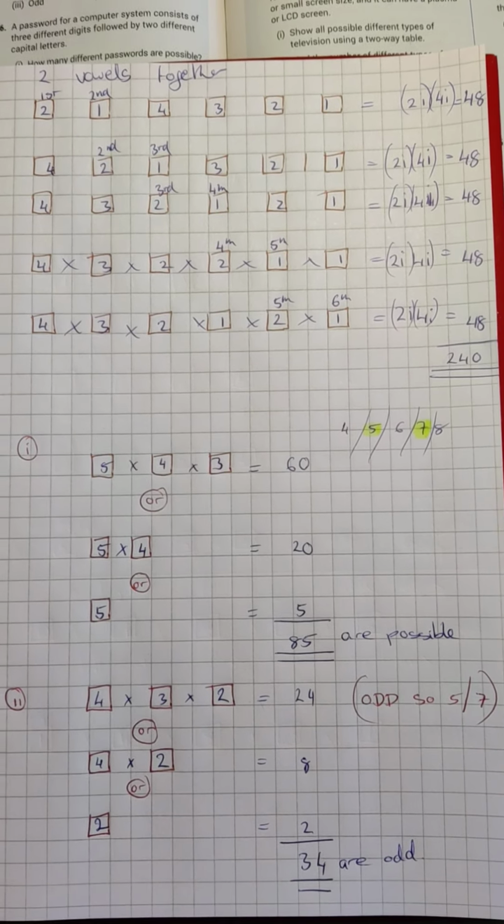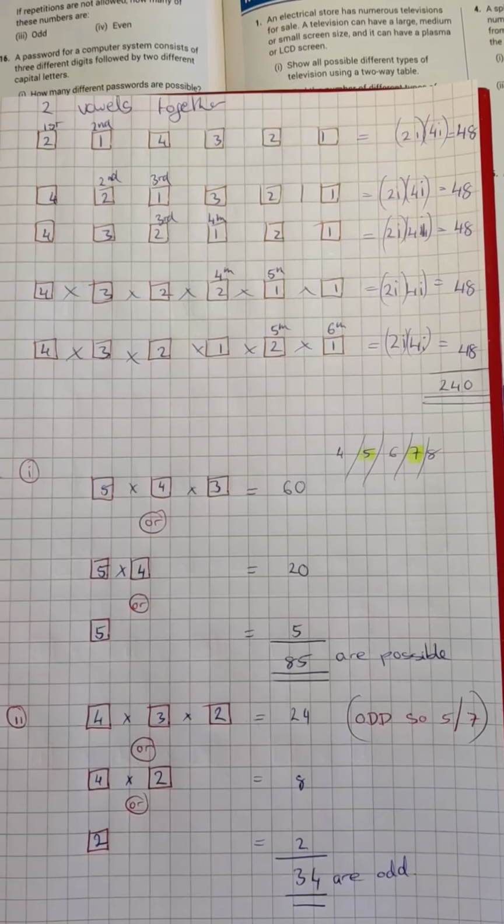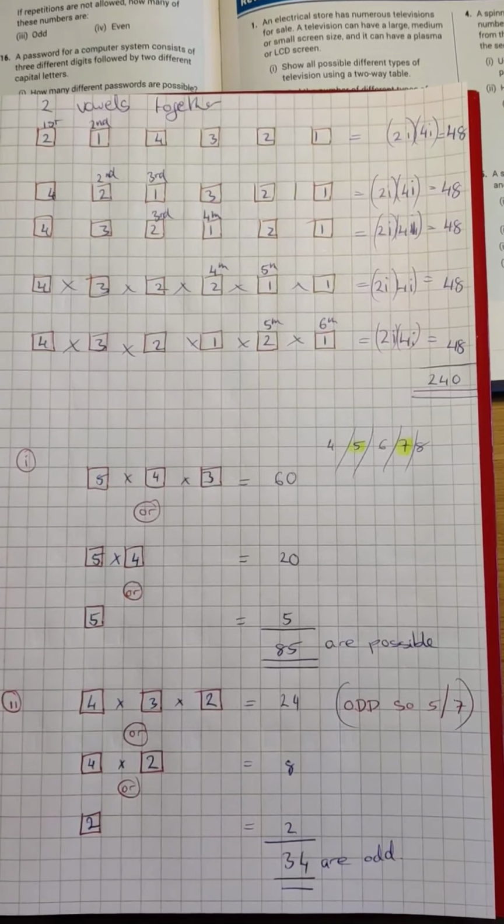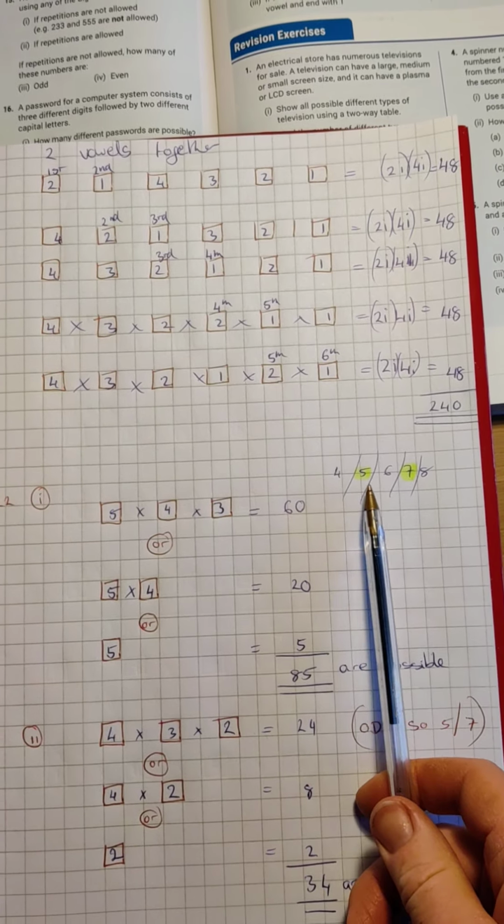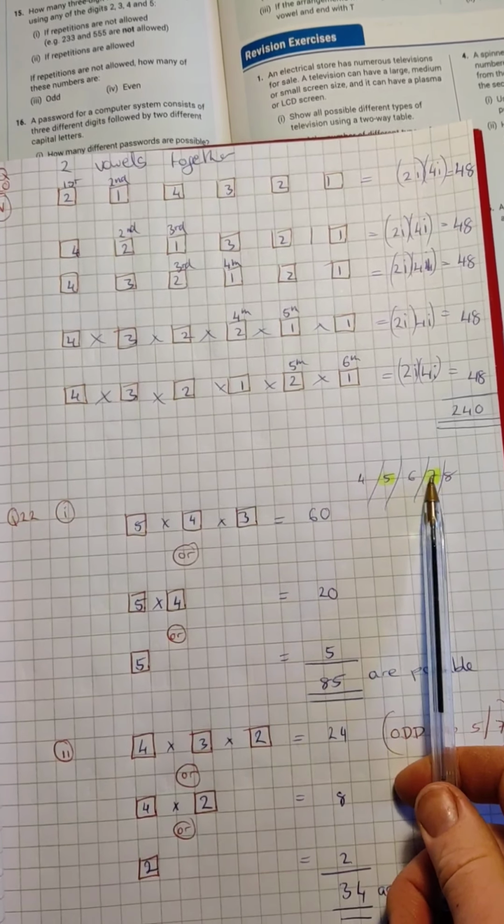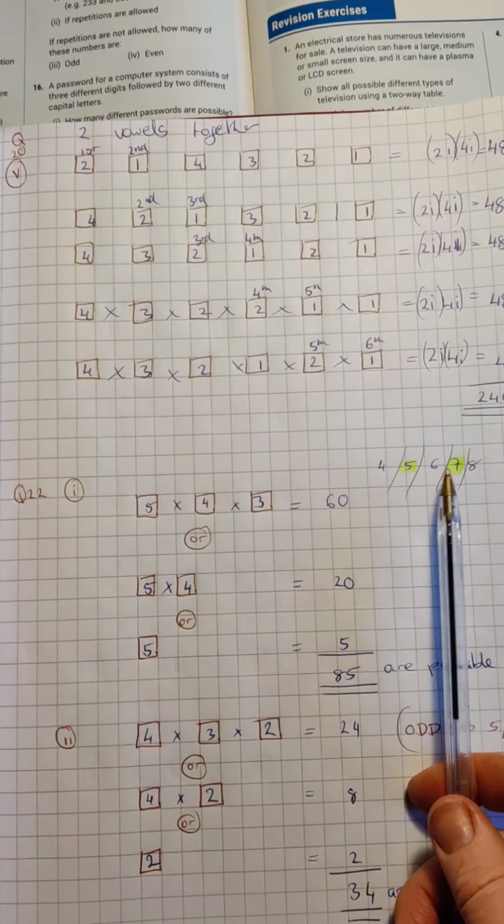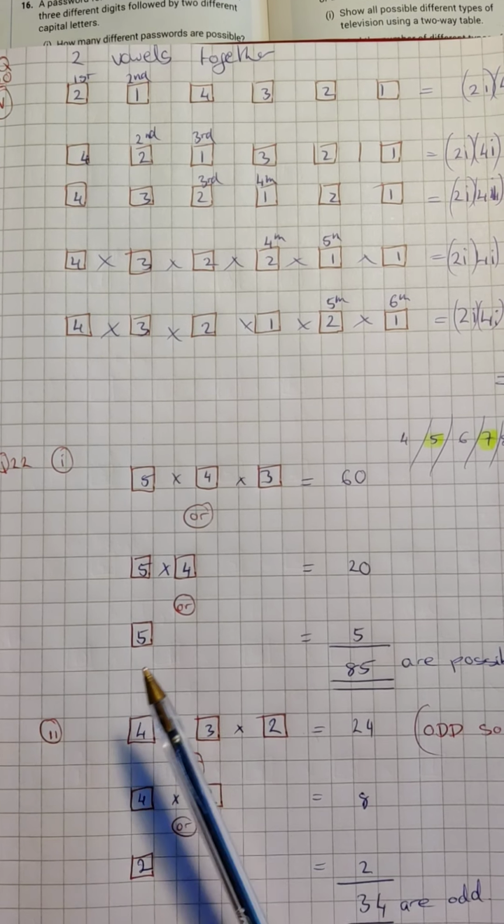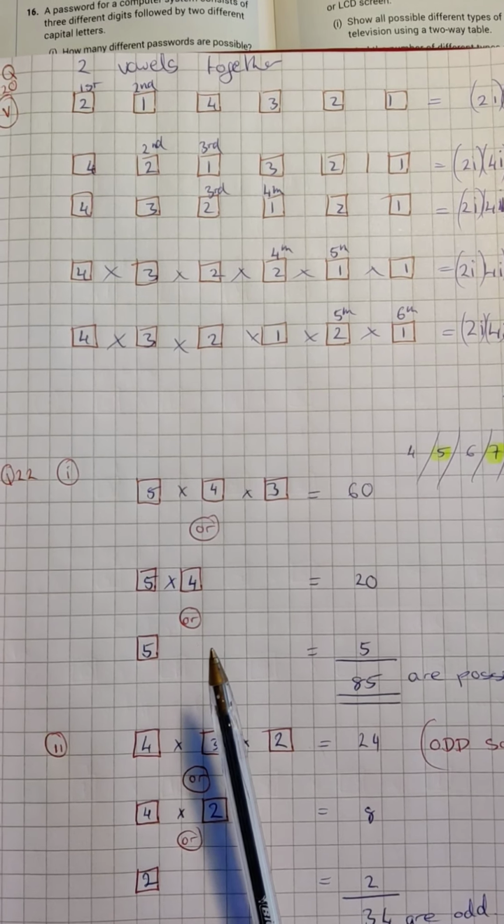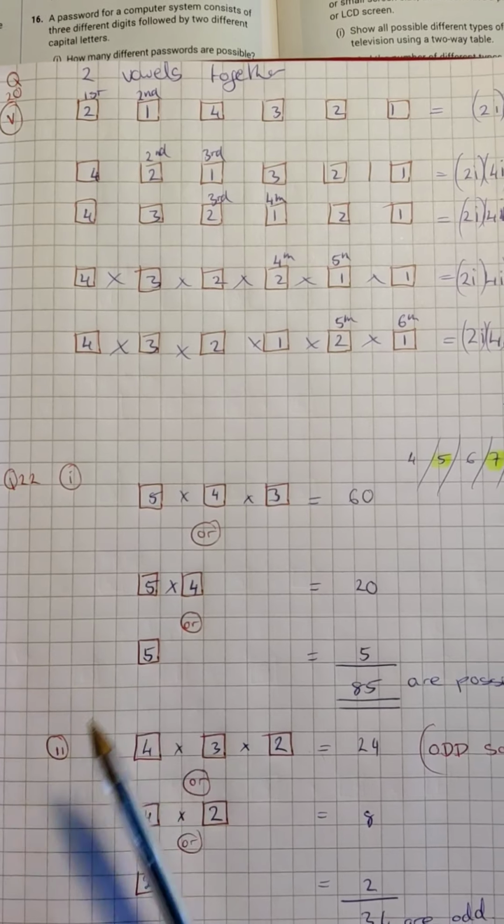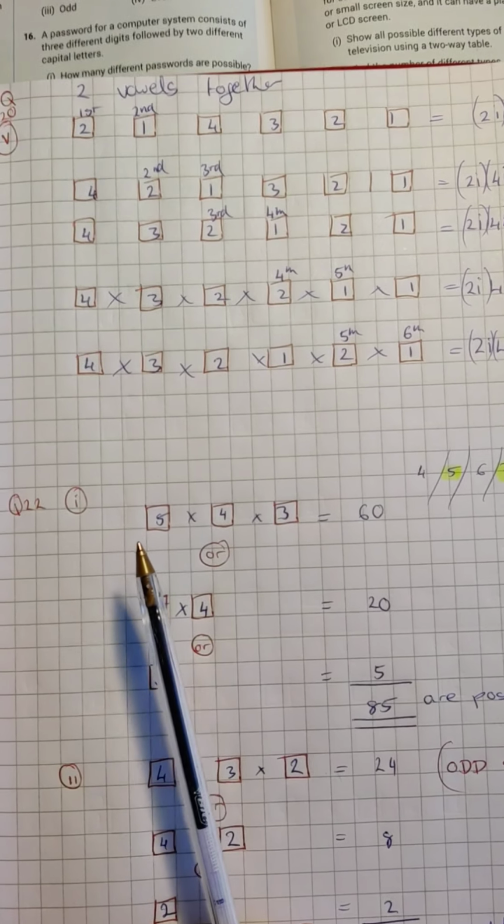Question 22, which is the last one there. How many different numbers with 3 digits or less can be formed from 4, 5, 6, 7 and 8? I've coloured 5 and 7 there because they are odd. Okay, how many different numbers with 3 digits or less? Now that's a bit of a change.